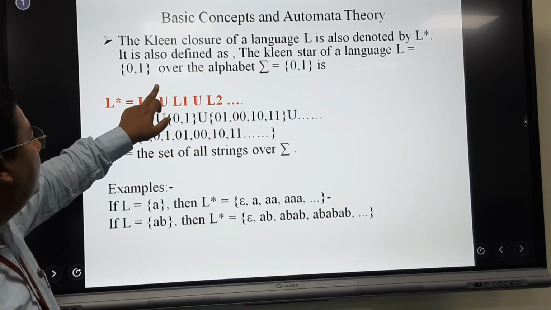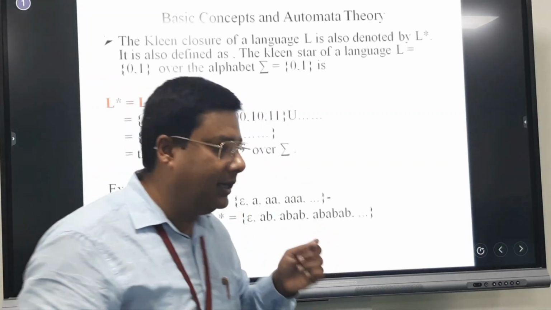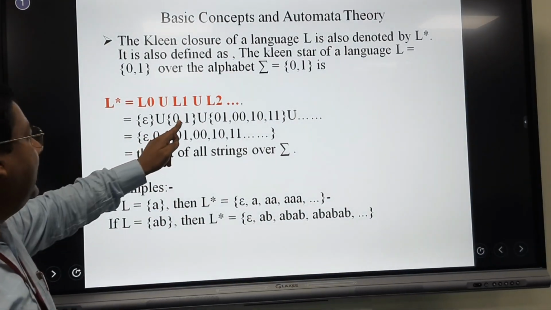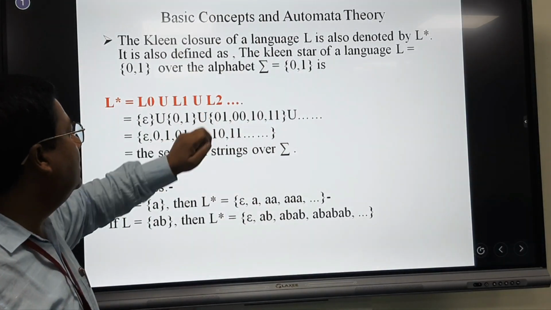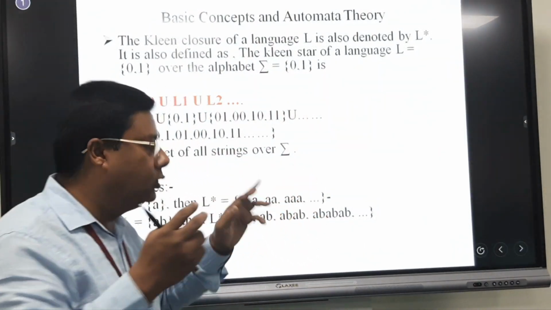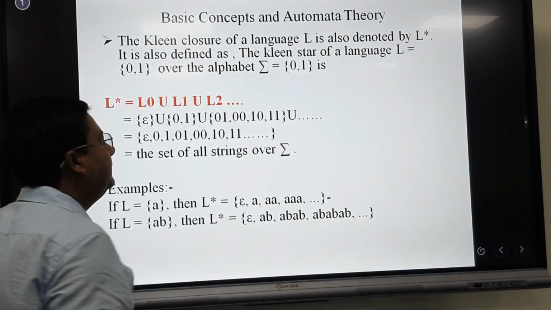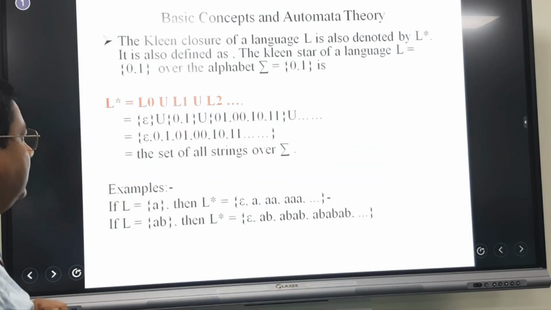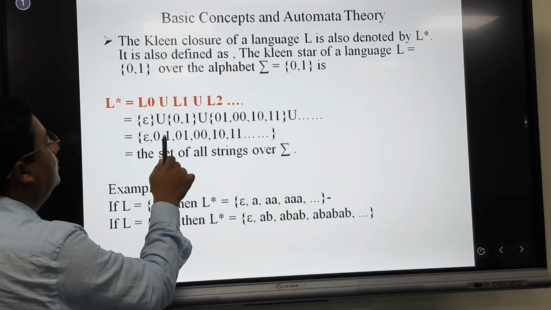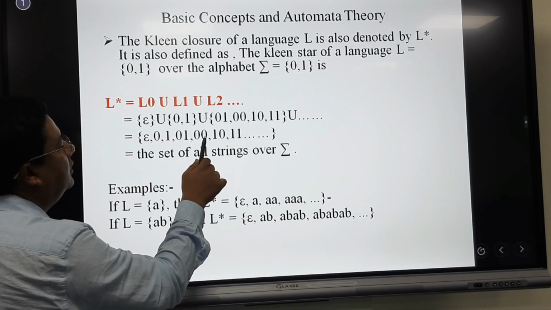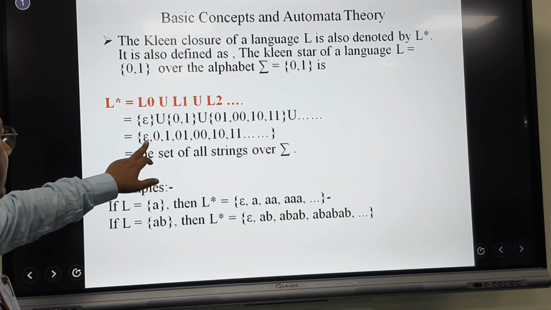L1 means 0, 1, the strings having length equal to 1. Here the length is equal to 0. In the case of L1 the length is equal to 1. In the case of L2 the length of the strings is 2, so this is 00, 01, 10, and 11. Combining all together, sigma star starts with epsilon, 0, 1, 00, 01, 10, 11. Epsilon represents the null string, the 0 length string.